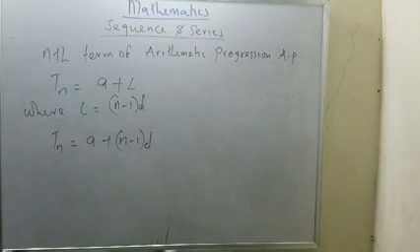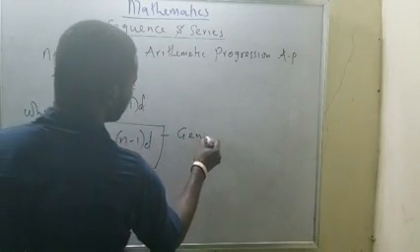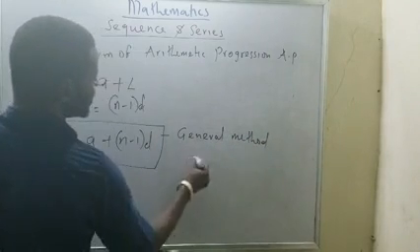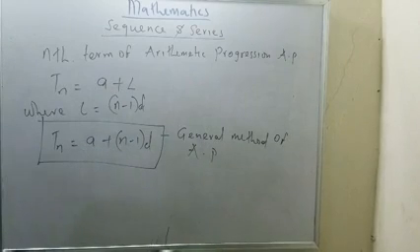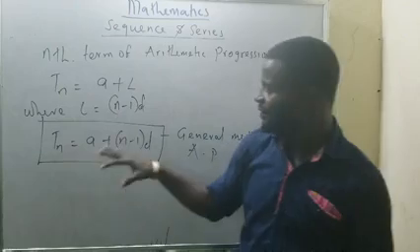Now, this is the general method of arithmetic progression. This method can solve any given arithmetic progression if you have the first term.